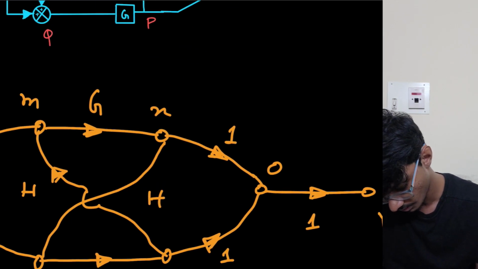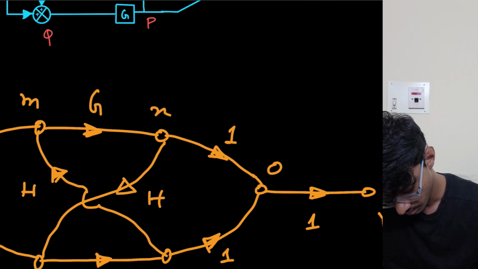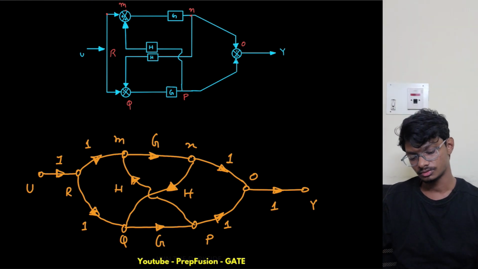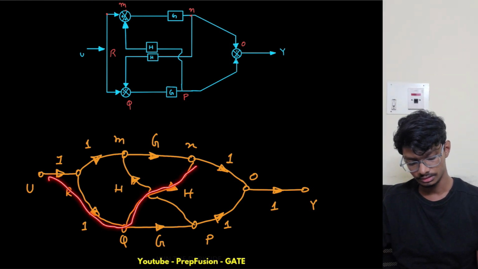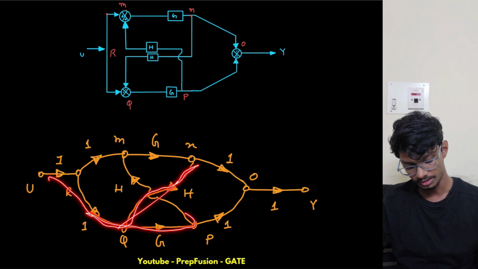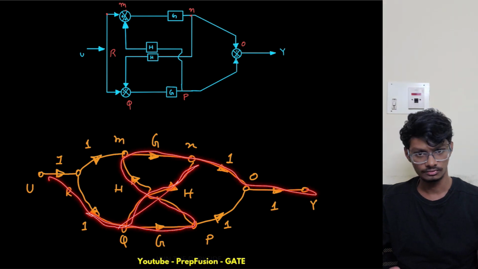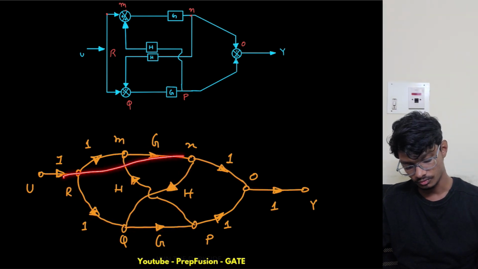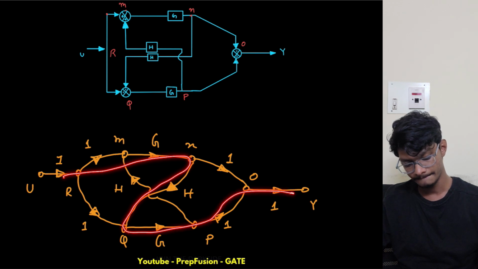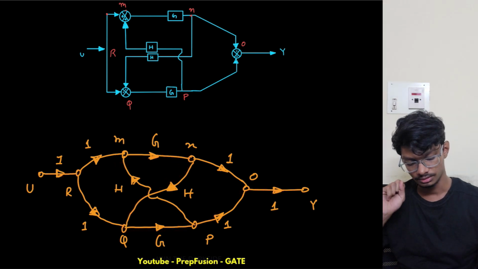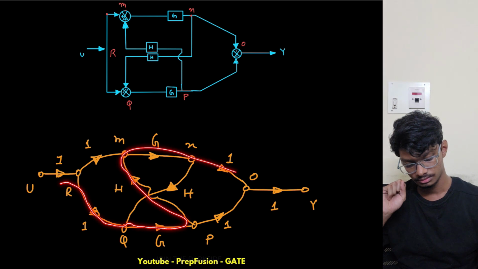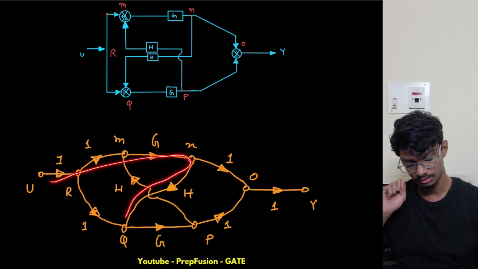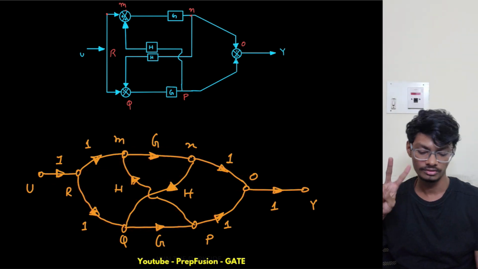Okay, that is what I was thinking. I'm making some mistake, right? So if I go from here to here, this is one forward path. Now I can also go from here to here. So these are 2 different forward paths, from here to here, from here to here.